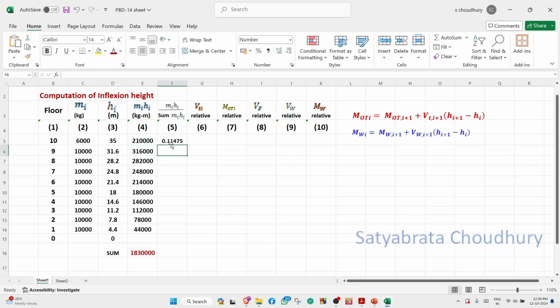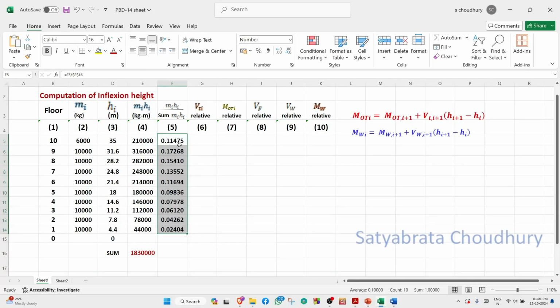Yes, so you see it will always be less than 1, because the sum is always more than the individual values. So we drag this and get the formula. These are the ratios which will form the lateral forces. So we are putting lateral forces on the floors in the proportion of this MiHi divided by the sum.